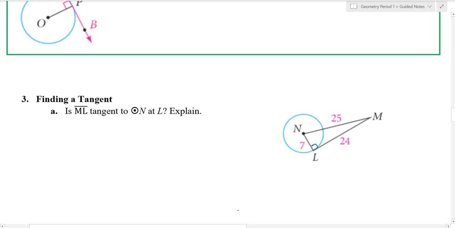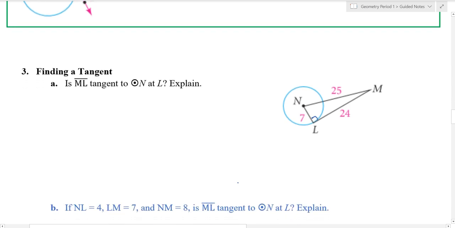And we have this problem over here. And it says, is ML tangent to circle N at point L? Explain. So we take a look at this problem, and we're trying to prove that this angle right here at L is 90 degrees. We don't know if it's 90 degrees. We're trying to prove it if it is.